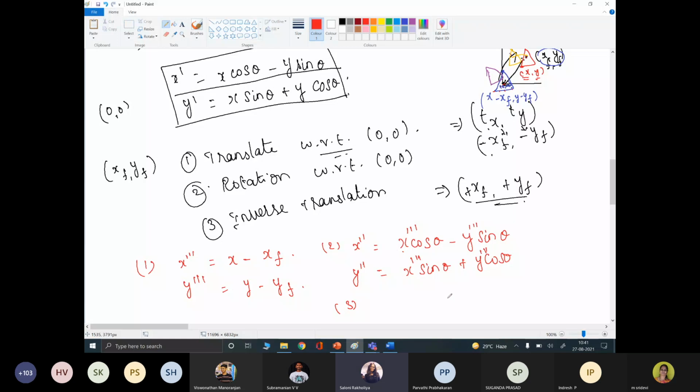If xy becomes x minus xf and y minus yf, that means xf and yf is the origin, no? Not xy. No, this is not the origin. Our aim is to make this position the origin. Let us take an extra new page.